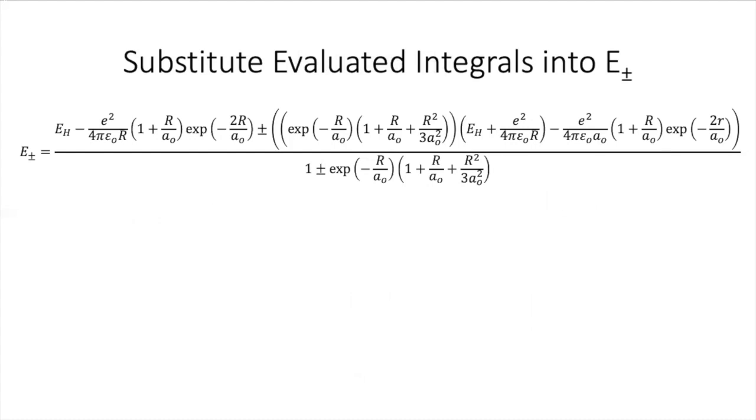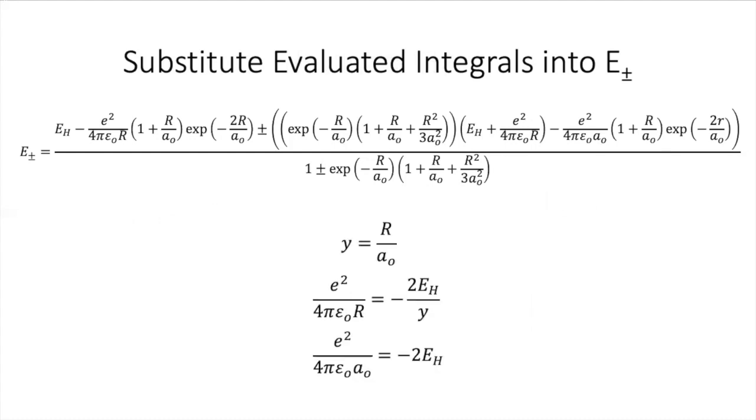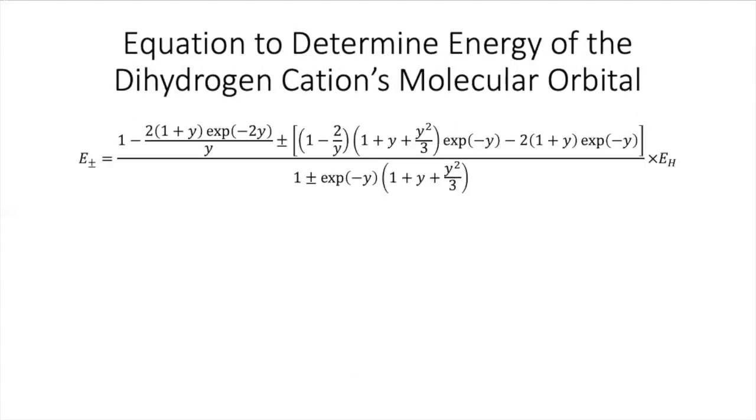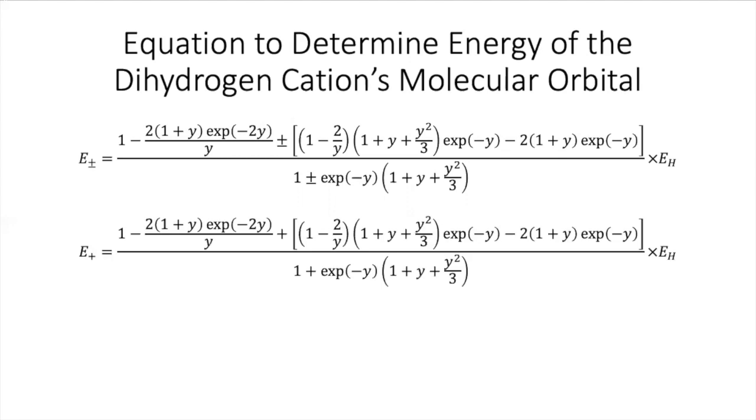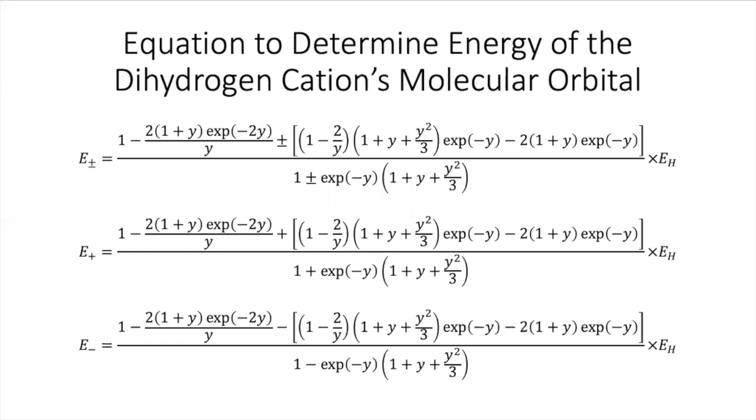We're now going to substitute these evaluated integrals into the expression for E plus minus. It's pretty complicated, but after using a few algebraic substitutions, it can be simplified to get this expression, which is the general energy formula for the antibonding and bonding molecular orbitals of our dihydrogen cation. These can further be specified to the bonding orbital seen here, and then the antibonding orbital as seen here. This equation can then be used to determine the energy of the dihydrogen cation as a function of the internuclear distance, and thus the bond dissociation curve can be computed.